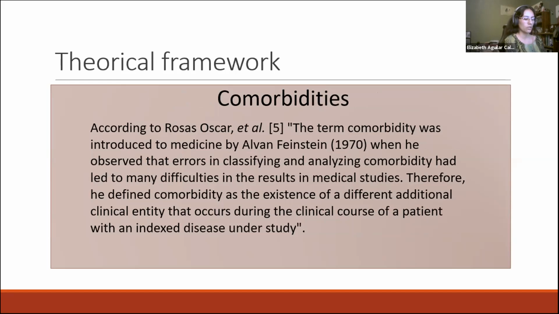Here I'd like to talk about comorbidities. According to Rosas Oscar et al., the term comorbidity was introduced into medicine by Alvan Feinstein in 1970 when he observed that errors in classifying and analyzing comorbidity had led to many difficulties in the results of medical studies. Therefore, he defined comorbidity as the existence of a different additional clinical entity that occurs during the clinical course of a patient with an indexed disease under study.